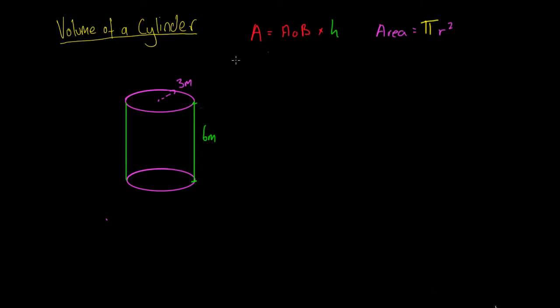So if we want to work out the volume of this cylinder, it's going to be the area of the base, which is pi multiplied by the radius squared, multiplied by the height. So the area of a cylinder, or sorry, the volume of a cylinder, I've been calling this area this whole time. The volume of a cylinder, sorry about that guys, is equal to pi times the radius squared times the height.